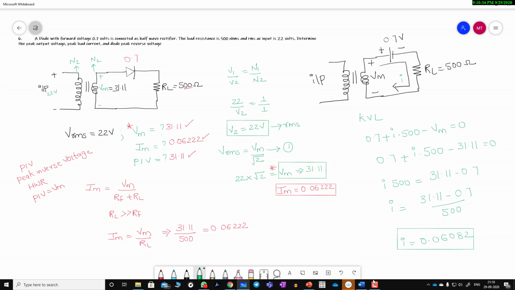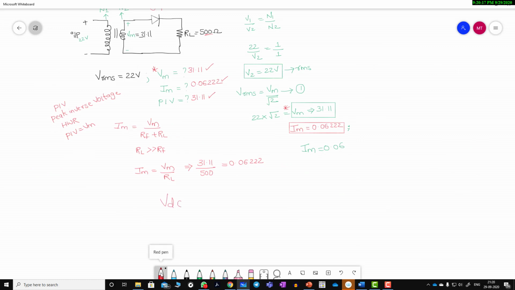This is almost approximately equal to the earlier value. Here this current is nothing but Im. So both the answers are almost the same. You can also consider Im as 0.06, and this is the second method where I got the same answer, 0.06. This is method 2 which I have used in order to find the peak current Im. So you can go with the formula based method, or else you can solve it by means of KVL also. The answer for Vm is 31.11, Im is 0.06, and peak inverse voltage is 31.11.